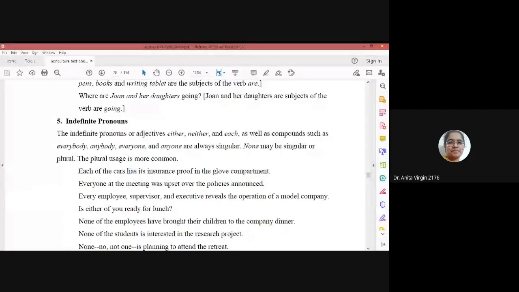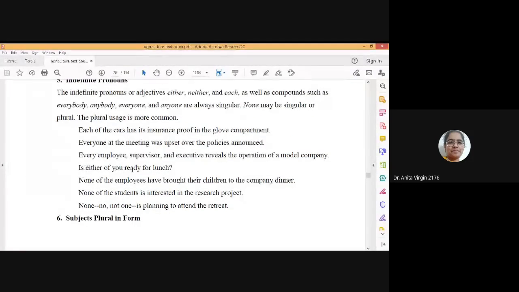So that is why you're using has here. Got it? Each of the cars, because whenever you use each, it should be only singular. And because it is third person, you are using has. Everyone at the meeting was, again singular. Every employee, supervisor and executive, too many people are there, but still it is third person singular. Is either of you ready for lunch? Is either of you ready for lunch? Why here, ready for lunch? You are not using s with it. Why? It's singular only, no?